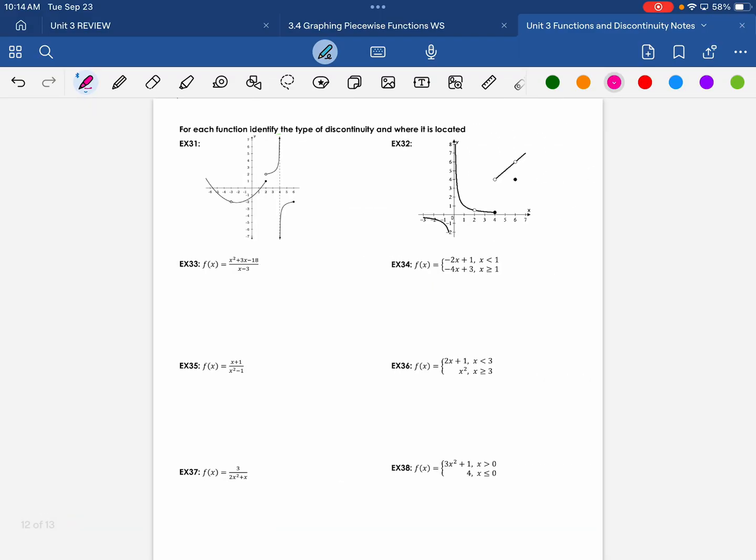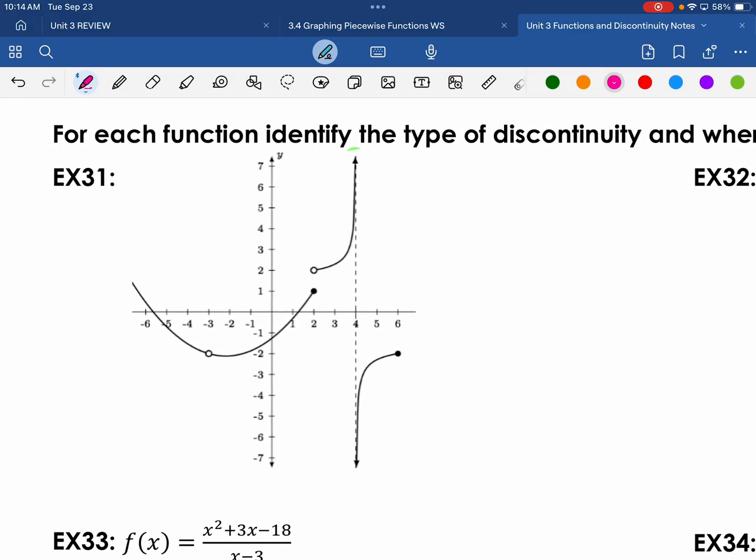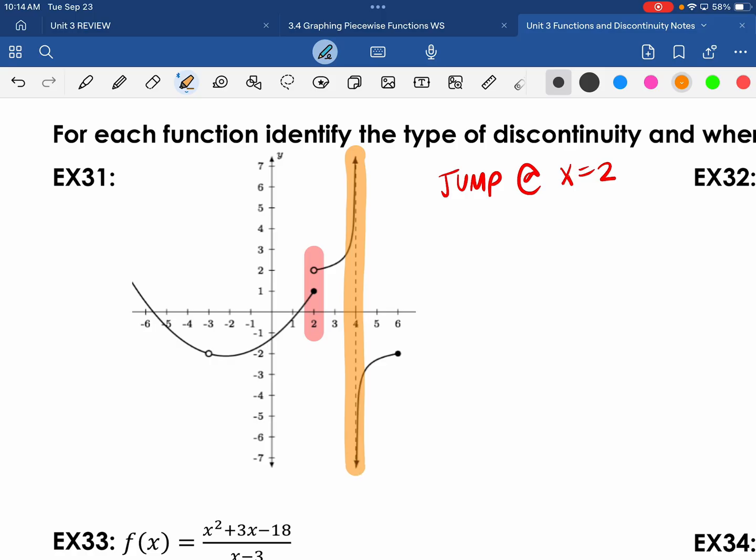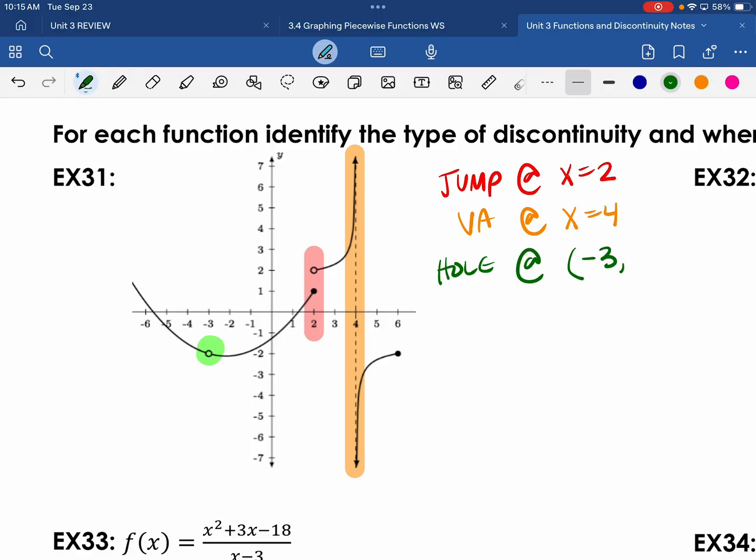All right, so let's do these couple examples here. We'll start with 31. Yes, this is it. Okay, so I heard at x equals 2, there's a jump. What other discontinuity are you seeing? Vertical asymptote at 4. Good. VA at x equals 4. Okay, I've got one more. A hole. Very good. So the hole we're going to describe as a coordinate point, -3, -2.